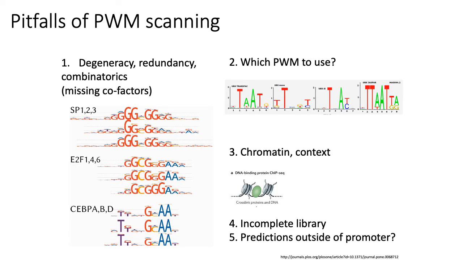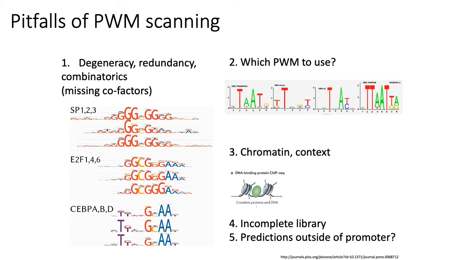So one of the less popular ways of generating regulatory networks is through position weight matrix scanning. We already went through how to construct position weight matrices and how to do a basic scan using them. Here I'll just talk a little bit about pitfalls of using them to generate regulatory interaction networks.